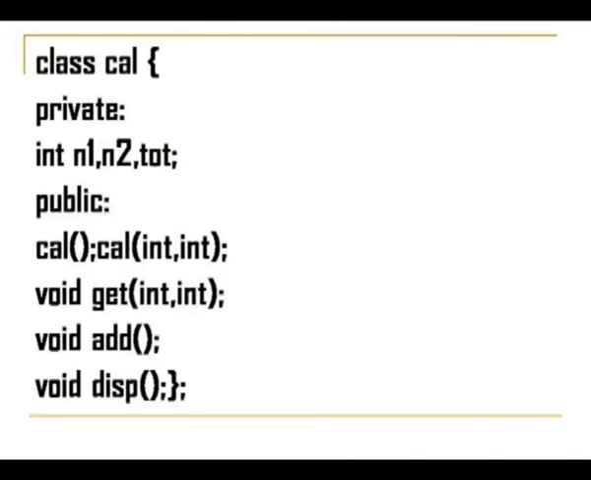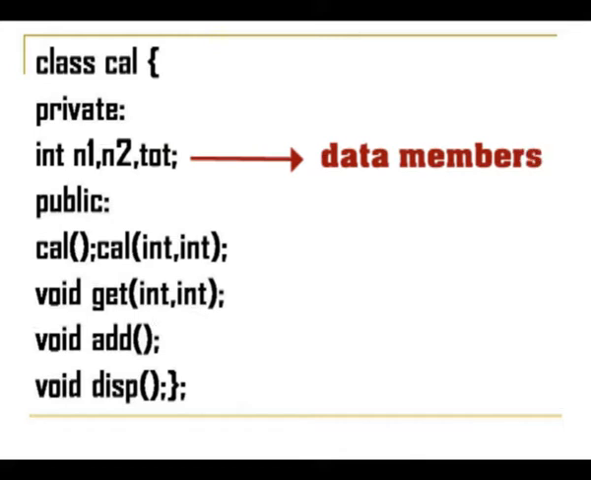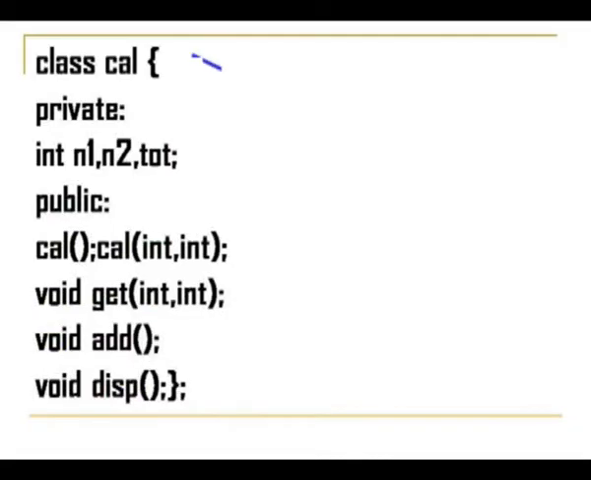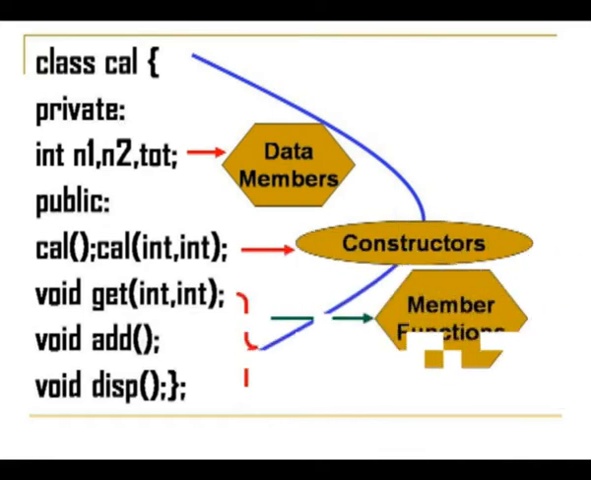So, n1, n2 and tot are called the data members. You have the class ending after disp with the flower brace ending with a semicolon. Get, add and disp are called member functions. Cal, because it has the same name as the class, is called a constructor. So, this is the organization of the class. You have the data members, 2 constructors with the class name, and 3 member functions. So, now we have to give the definition.